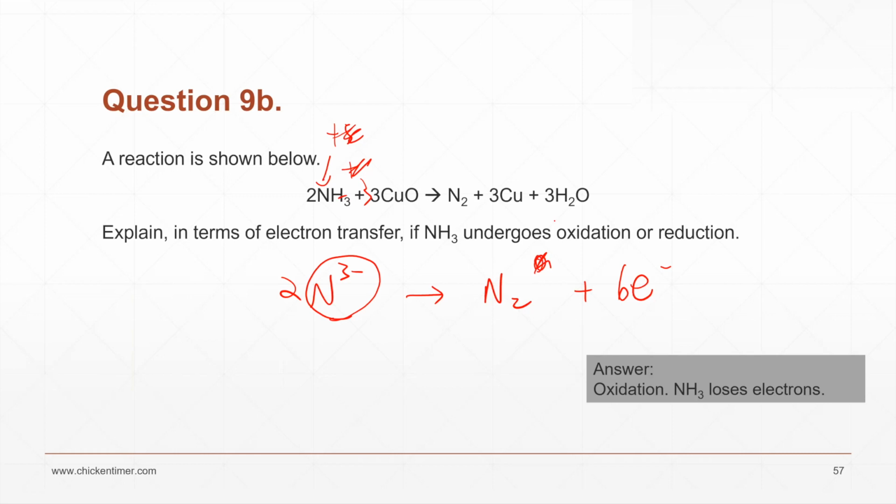The 6 minus must be balanced off, so that's why the 6 electrons are here. Or if you want to do math, this is 3 minus, and 2 of them, so -6 here. Here is 0 charge. The left hand side and right hand side charges must balance, so you must introduce 6 negatives. So that means it is oxidized because it loses electrons.